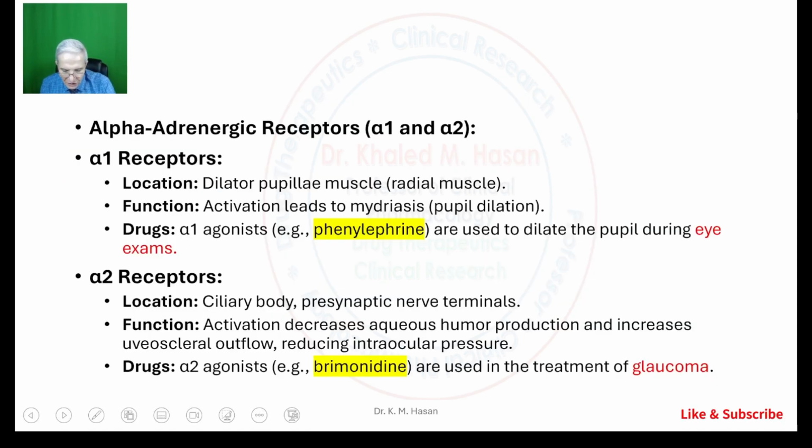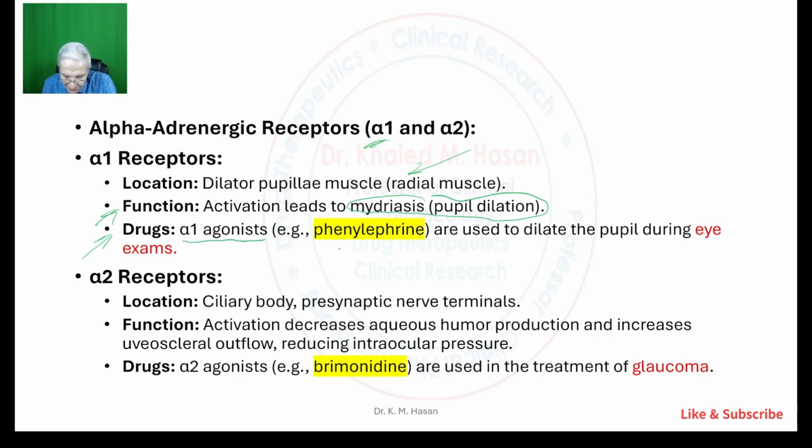Okay, alpha adrenergic receptor, we have alpha 1, alpha 2. Regarding alpha 1 receptor, its location will be the dilator pupil muscles, innervating radial muscles. And if you activate these muscles, the result will be mydriasis or pupil dilation. A drug that activates alpha 1 receptor will be considered an alpha 1 agonist.